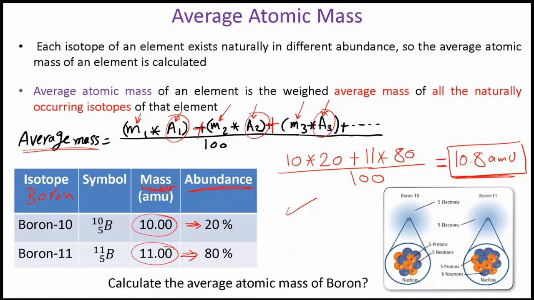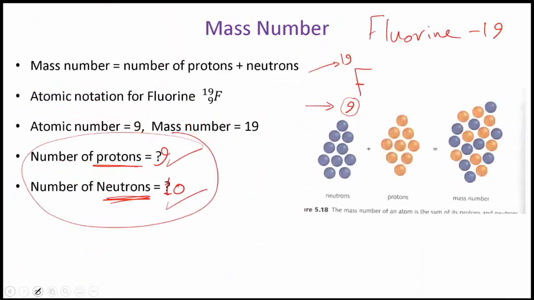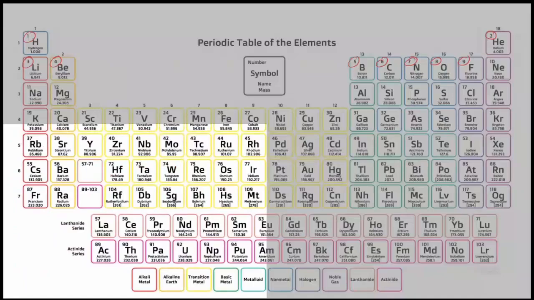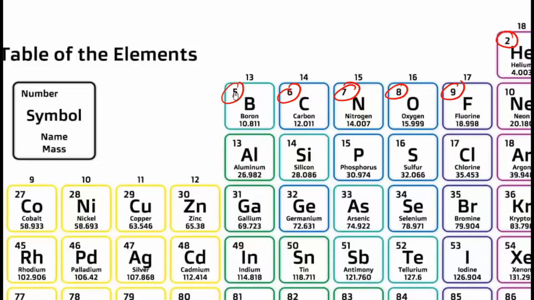Okay, why don't they write the mass number? Because we have multiple isotopes, so they would write the mass number of which one? So instead of writing the mass numbers, they write the average mass of the element. If we look at a periodic table here, look at the boron. It has 5 protons and the average mass is 10.811.